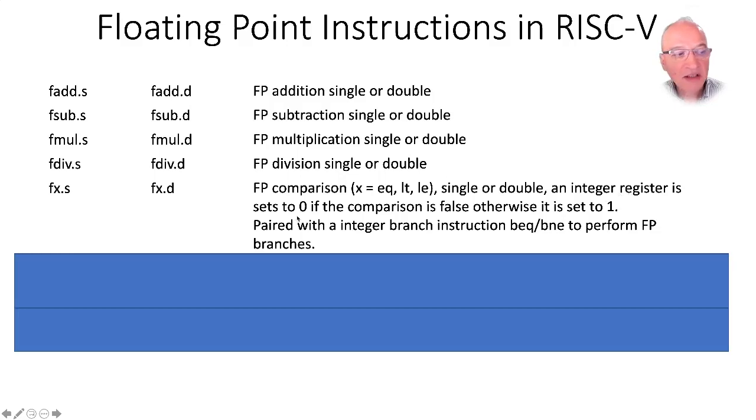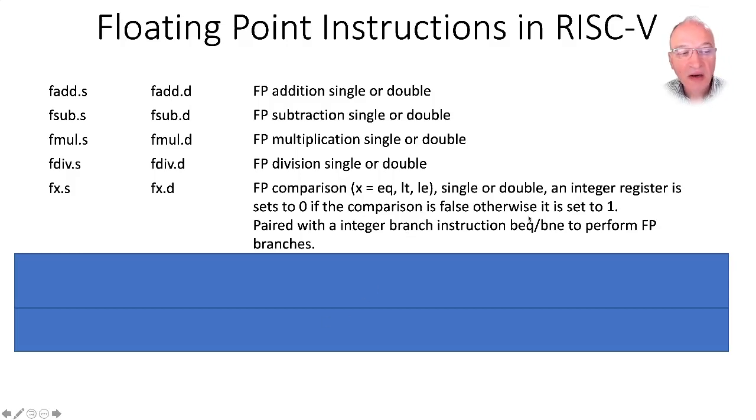And there is an integer register that is specified in the instruction. After the instruction executes, this integer register will either have the value 0 or the value 1. So the register will be set to 0 if the comparison is false, and set to 1 if the comparison is true. So the registers that are being compared are floating point registers.